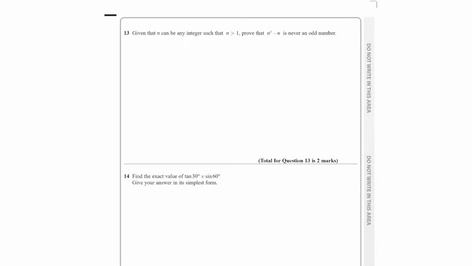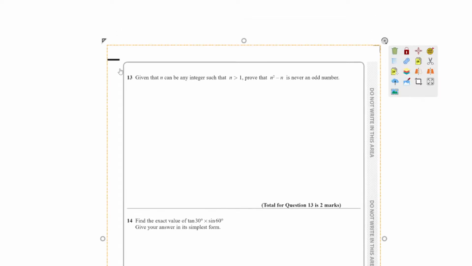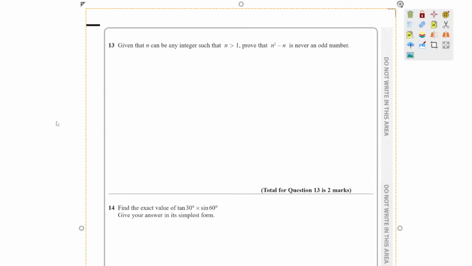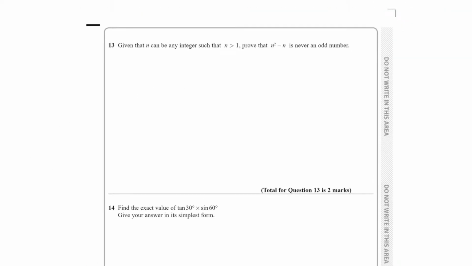Okay, algebraic proof, again, another one of those ones that I mentioned might come up. Might make this a little bit bigger, actually, if it's going to let me. Yeah, make this a bit bigger for now. This one was kind of an odd one, actually. I found this one a little bit harder than normal. So, given that n can be any integer such that n is bigger than 1, prove that n squared minus n is never an odd number.